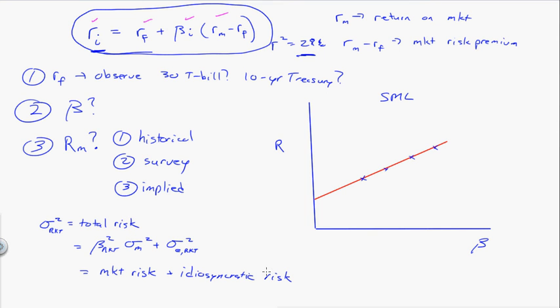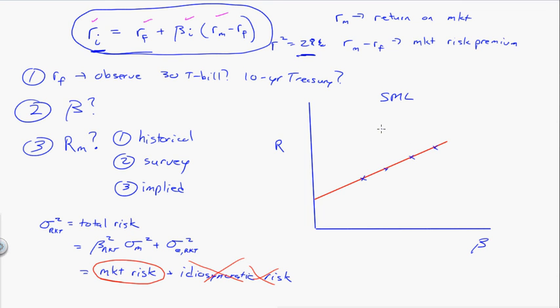As a well-diversified investor, I don't only own ROC 10, I own hundreds of stocks, or at least 30 or 40 stocks. And so what happens is the idiosyncratic risk cancels out, and the only thing that's left is the market risk. Therefore, all I need to price a stock is the beta, and the beta is a measure of my market risk.